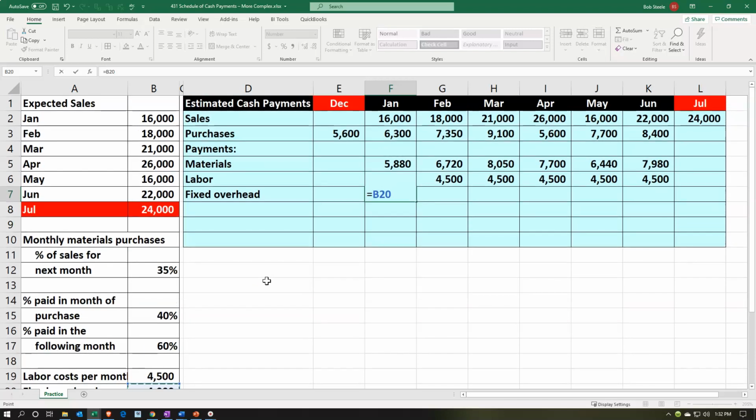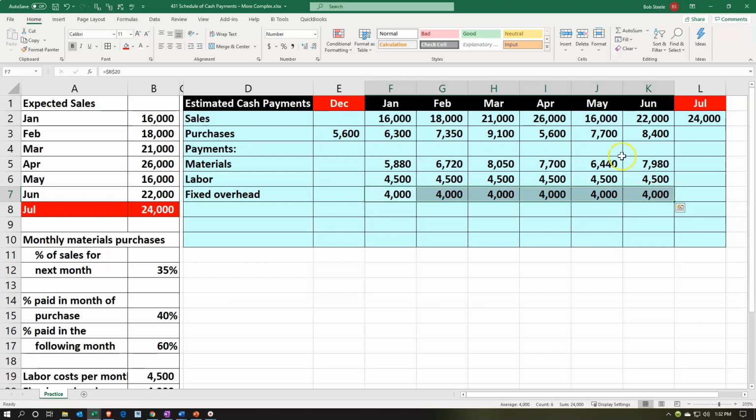We'll see that shortly. So I'm going to press F4 to put a $ sign before the B and 20 to make it an absolute reference. Put our cursor back on it and then autofill that across. Autofilling that across. There's the 4,000.